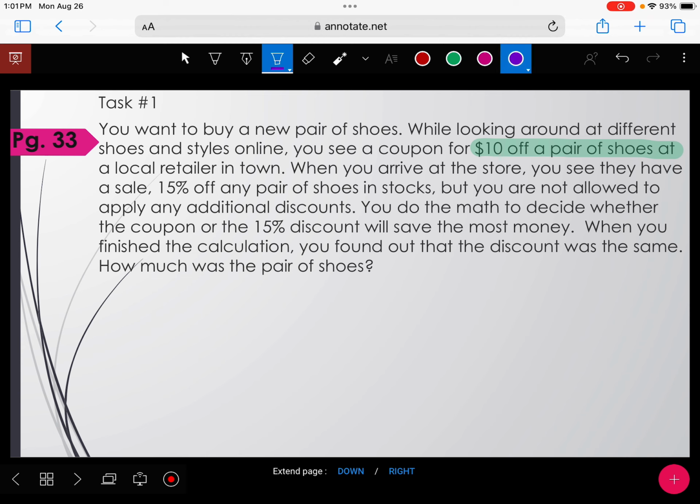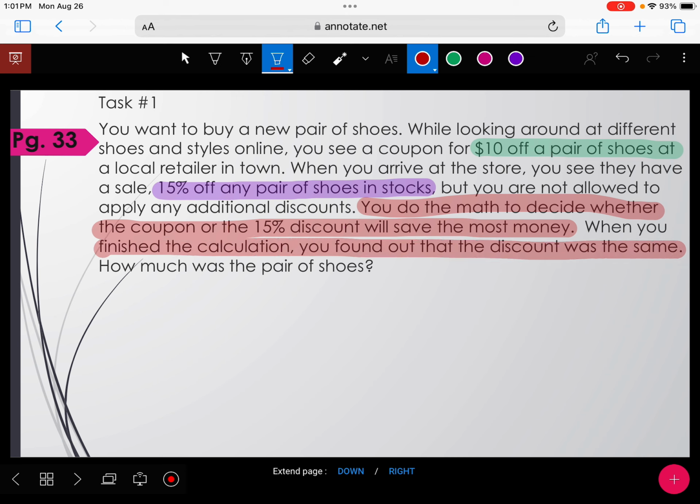When you arrive at the store, they have a sale of 15% off any pair of shoes. But you cannot do both. You can't do both the coupon and the percent off. You have to pick one. We want to know, when we do the math, which one is better.